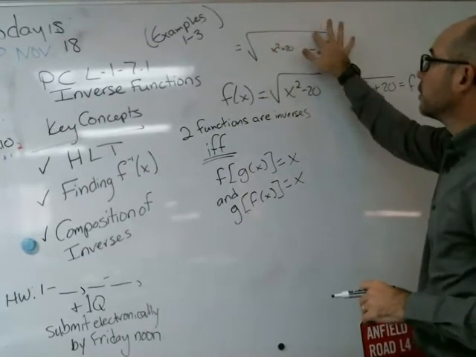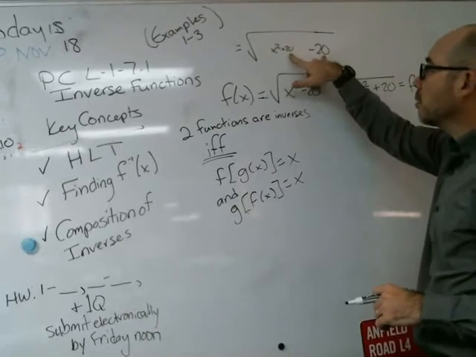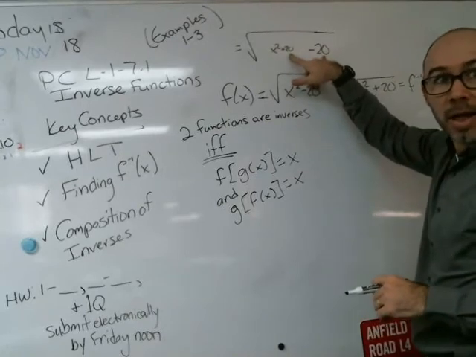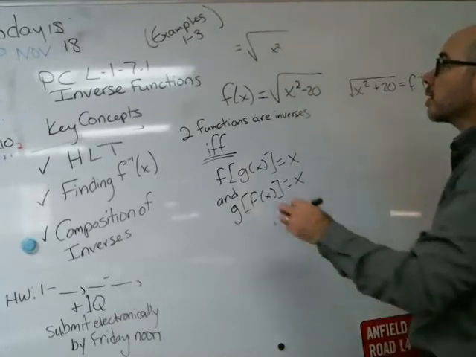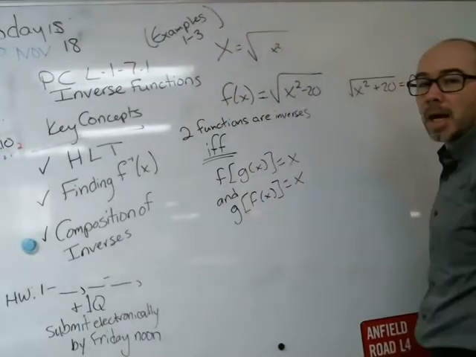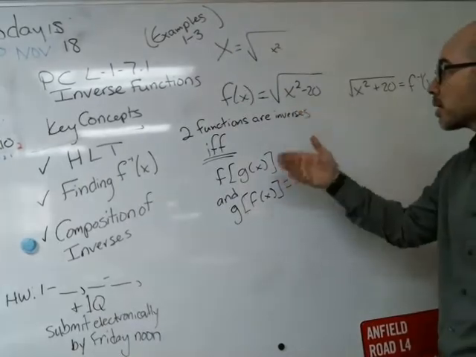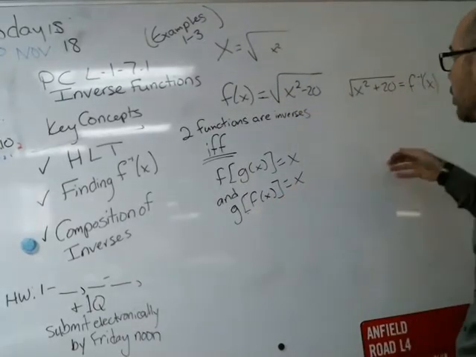So that's what I got. I've got 20 minus 20, so that cancels each other out. That leaves me with the square root of x squared, and that is x. So that way works. And then I got to try it the other way too.